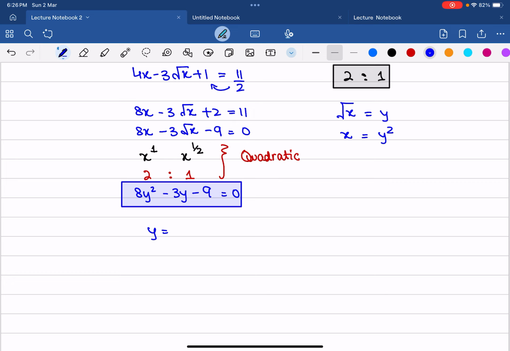So the answers for y are 3/2 and the second answer for y is minus 3/4. Okay? Now you know that in the question originally you were provided x and under root x. You supposed y to solve the equation. So these y values are not the actual values. You will put them back where you supposed them, and then you are going to find the actual values that were needed in the question.